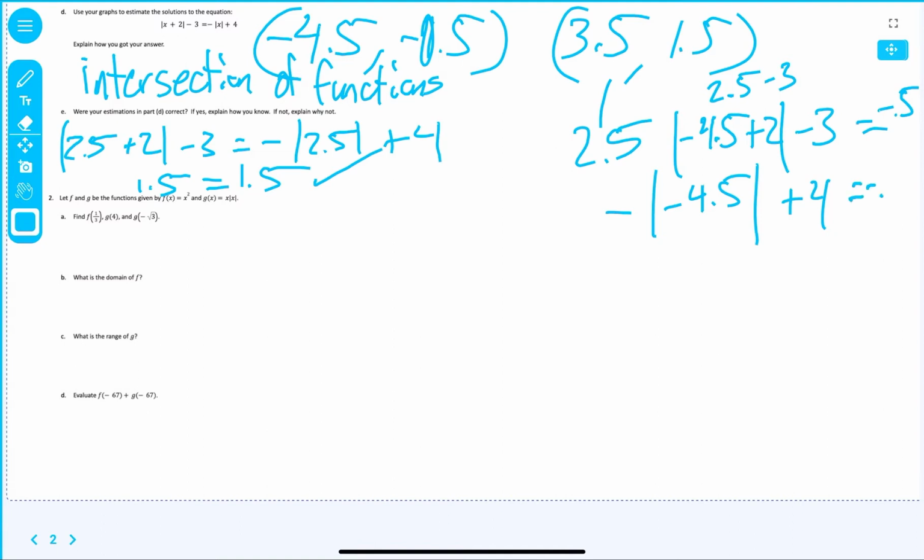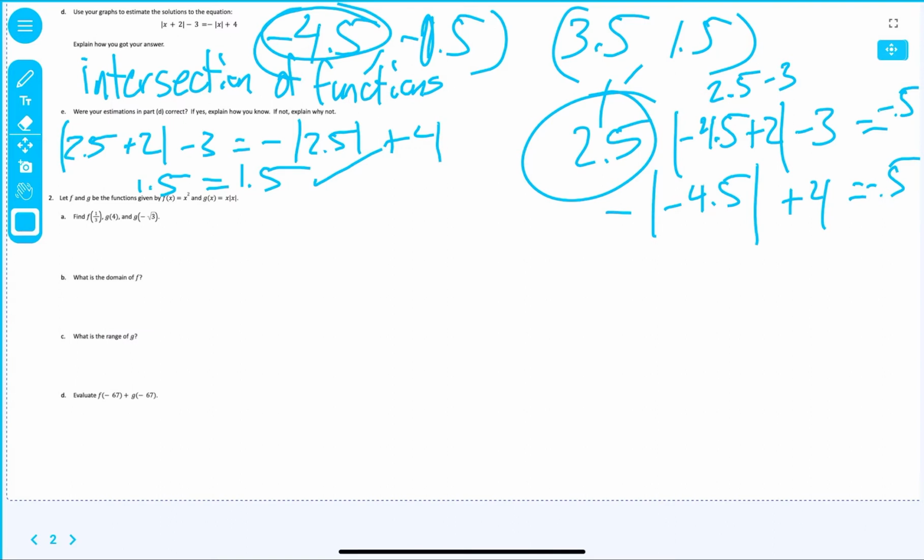And so, yeah, that's going to be negative 0.5. So there it is. Should have been 2.5, though, and negative 4.5. And that's how you check it there. See if you are correct. Plug in your x values because they should equal each other, right? Your y values should equal each other.